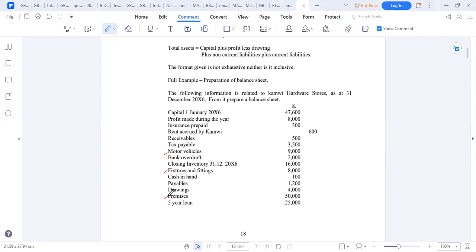All right. Then let's identify the current assets. Which current assets do we have? We have got cash in hand. Cash in hand, correct. We have got receivables. Receivables, excellent. What of closing inventory? Insurance prepaid, yes. Closing inventory, correct.